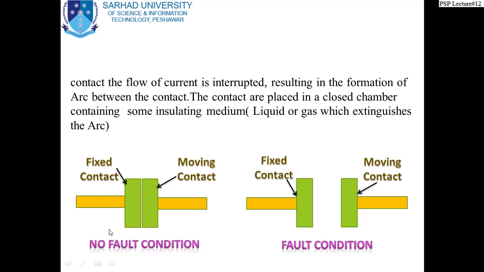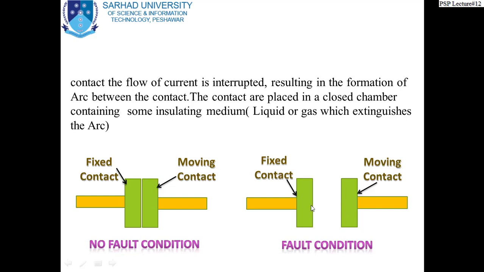Now here in the figure below, two figures are shown. One is no fault condition. So the fixed contact and the moving contact are shown in a closed position and the circuit is closed. Whenever a fault occurs, the moving contact moves away from the fixed contact, creating a separation or an insulation gap between the two contacts, but this insulation is achieved after some time, when the arc is extinguished between these two contacts.